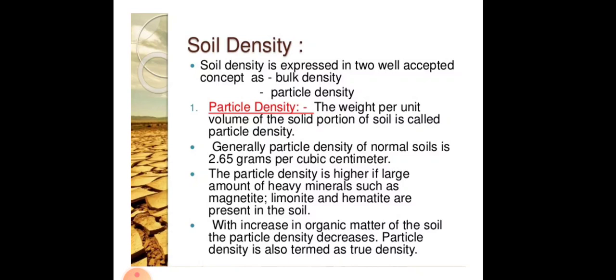So there are two types of soil density. The first one is bulk density and the other one is particle density. These are the two types of density. Let's see what is meant by particle density and what is meant by bulk density. Particle density is the weight per unit volume of the solid portion of the soil.